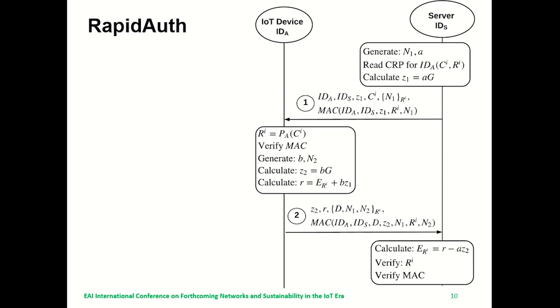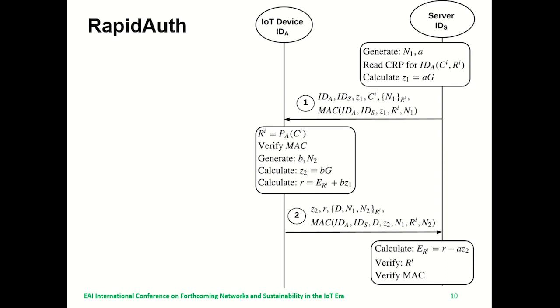When the IoT device receives this message, it first uses its PUF and the challenge Ci to obtain the PUF response Ri from its own chip or from its own microcontroller. It uses Ri to obtain N1 and verifies the received MAC. If the verification fails, the authentication request is terminated. Otherwise, it generates two random numbers b and N2. Then it calculates Z2 = bG and R = E(Ri) + bZ1, where E(Ri) is the response of the embedding function applied to Ri.